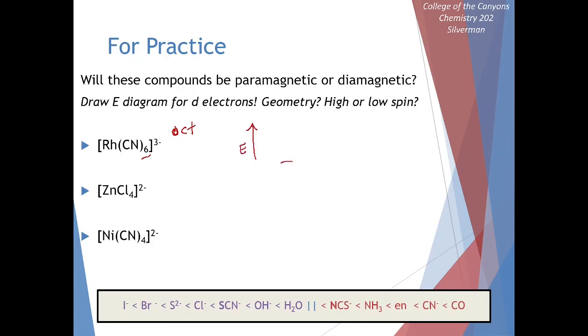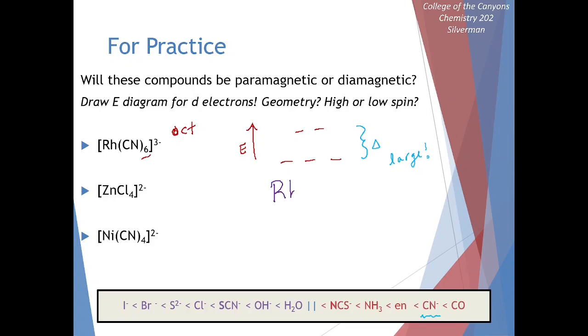Our energy diagram for octahedral complexes, we have 2 orbitals up high. We have 3 orbitals down low. And this energy gap is our delta. We can look at our ligand to decide how big that delta is. We have cyano ligands, which means our delta is going to be large. We expect our complex to be low spin. We expect our complex to be strong field.